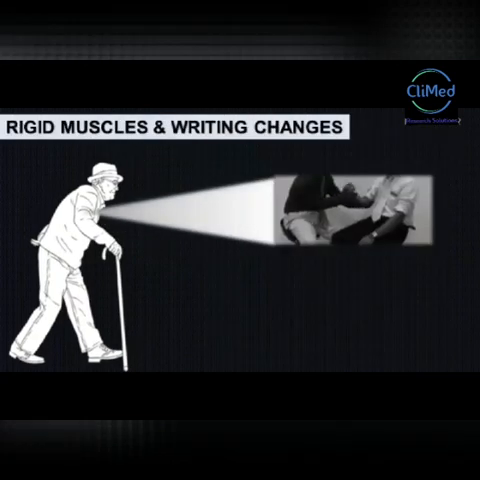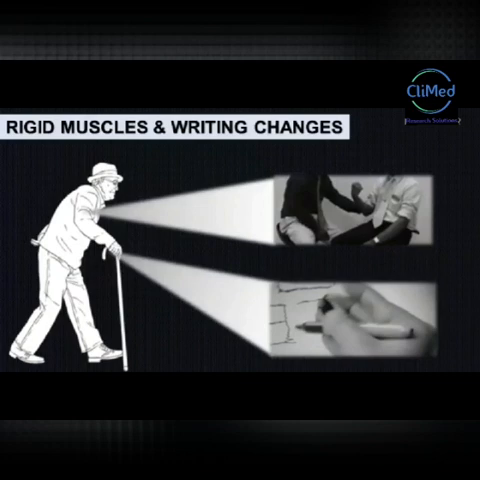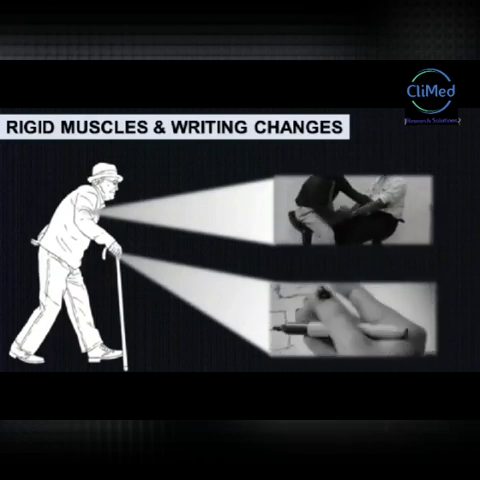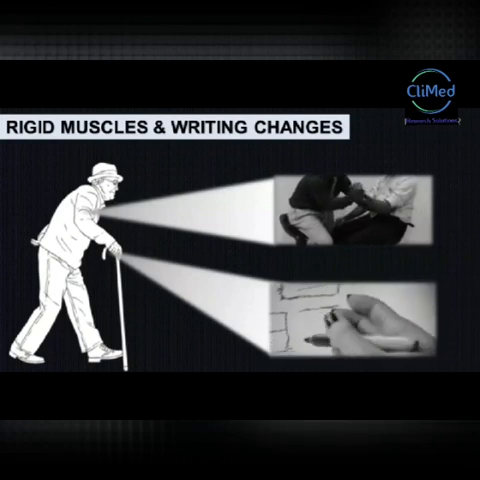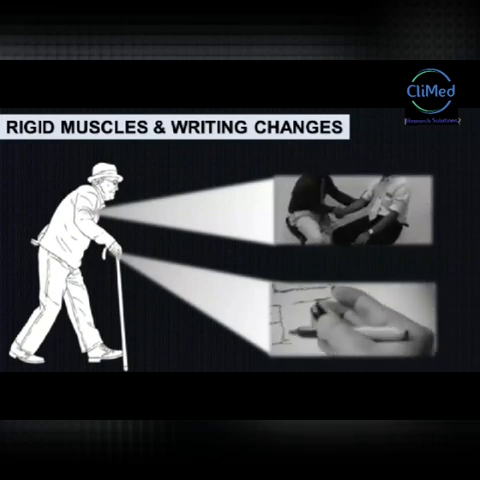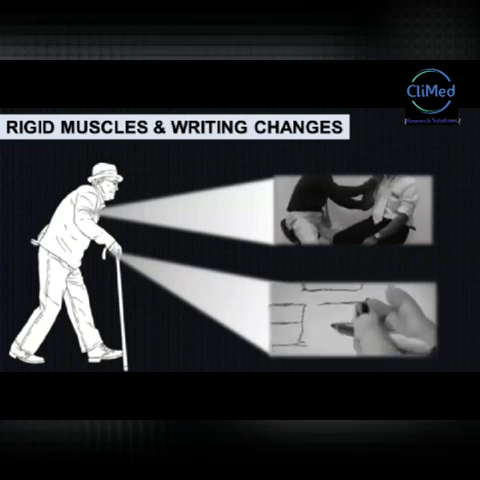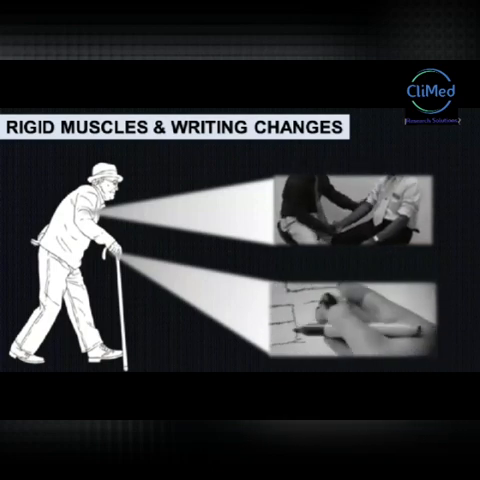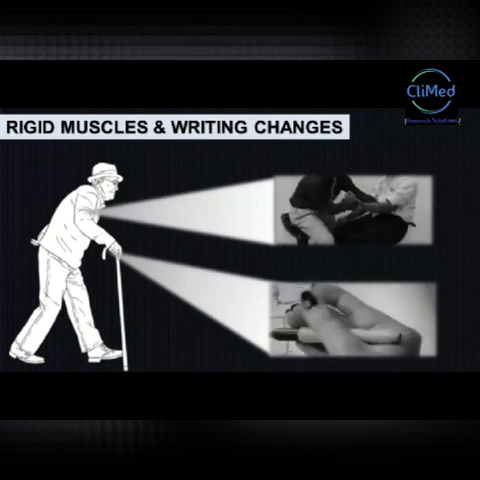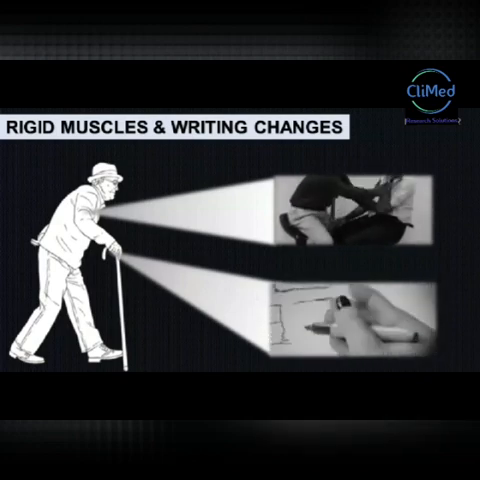Rigid muscles and writing changes. Because of the rigid or restricted muscle contractions, muscle stiffening takes place, and it will be very hard to move a muscle or a bone or do any normal physical activity. It also affects the smaller muscle contractions as well, which can result in abnormal handwriting.